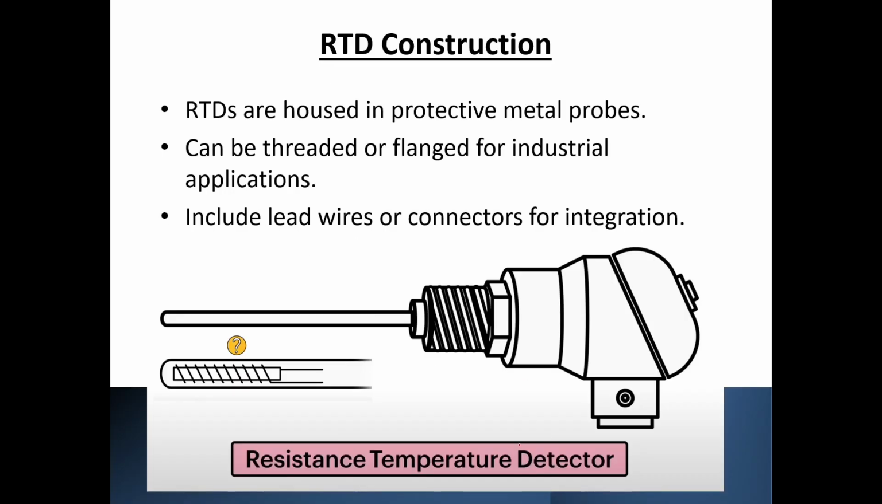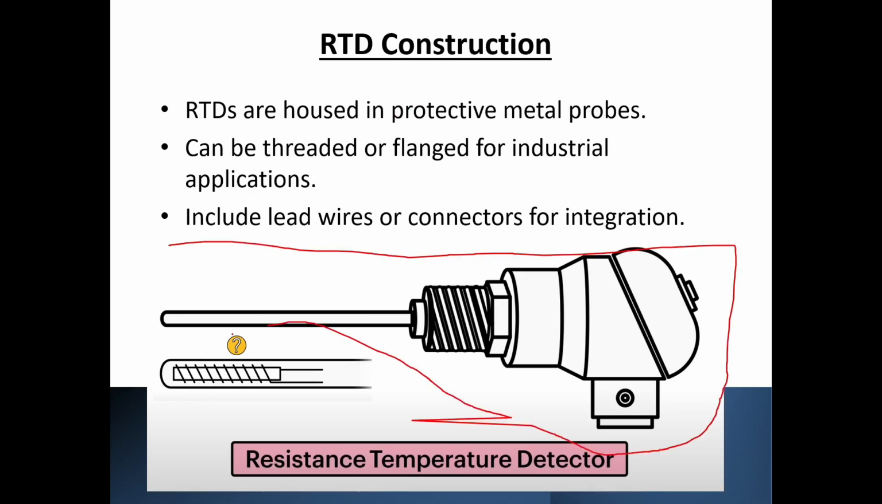So here we're going to see some examples of RTDs in a probe. RTDs are usually housed in protective metal probes. So this is a probe. Inside the probe there is an RTD. It is housed in a protective metal probe and can be threaded or flanged for industrial application. The wires here are connected to the thermometer, the reading thermometer part.